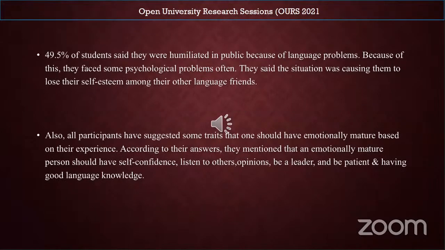49.5% of students said that they were humiliated in public places because of the language problem. Because of this, they often faced some psychological problems. They said this situation was causing them to lose their self-esteem among their other language friends. Most of the students said that they were humiliated several times during the ragging and they were frustrated with the dress code given to them in the Colombo city environment, which in many ways affected their identity.